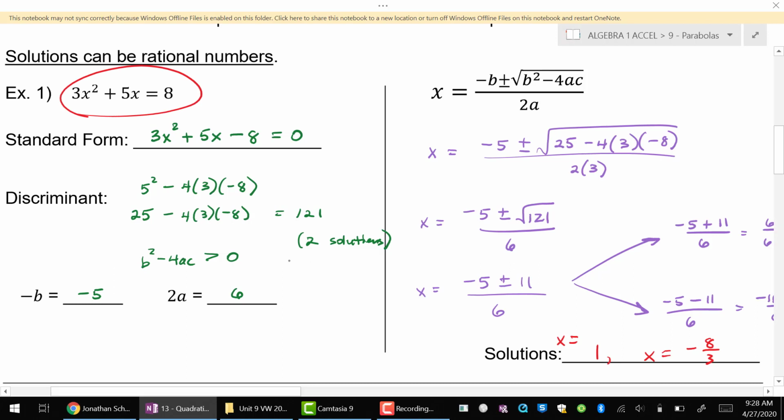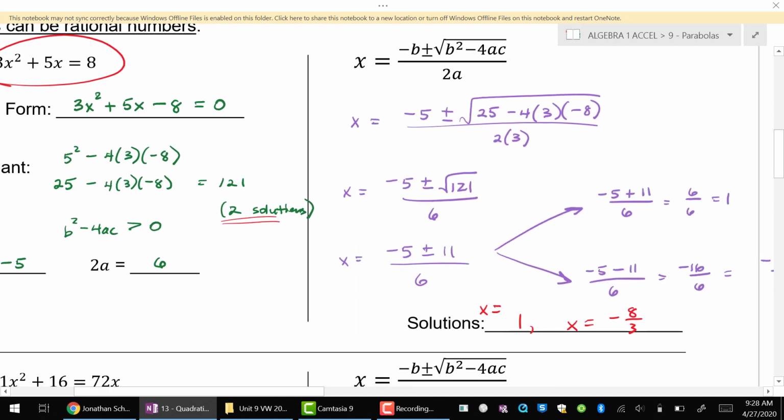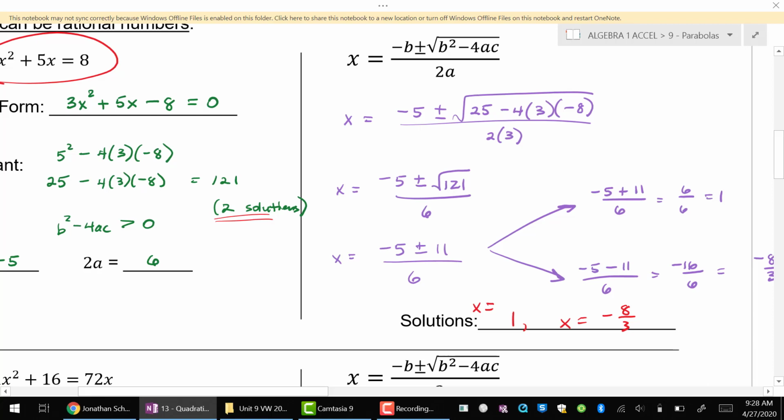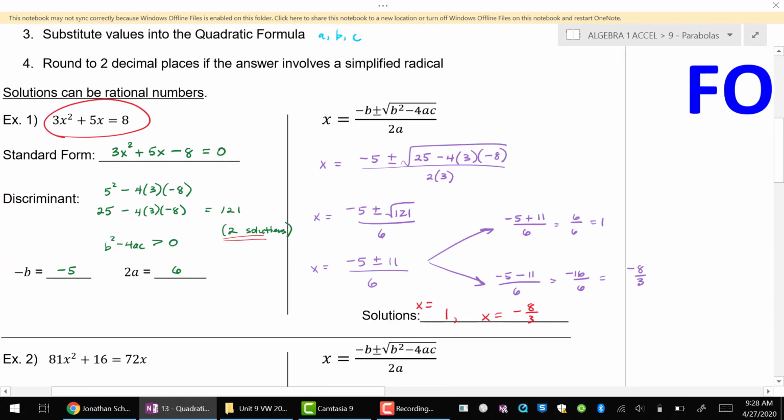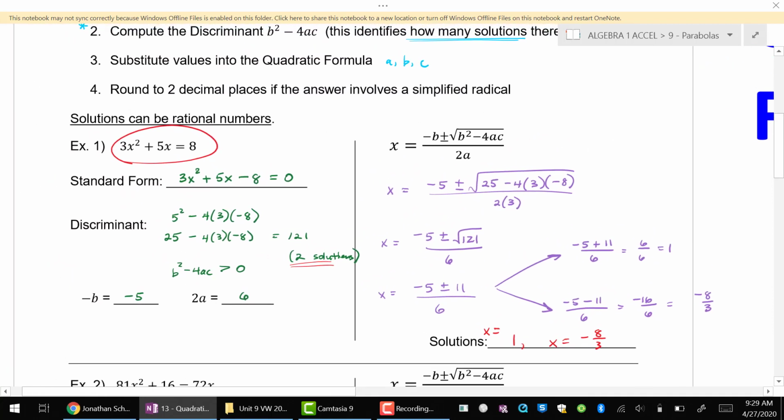And again, we said from the discriminant calculation that we should have 2 solutions, and sure enough, we did end up with 2 solutions in the end. So those are some great ways to check that what you did in the way of computation actually worked and that you were on the right track.